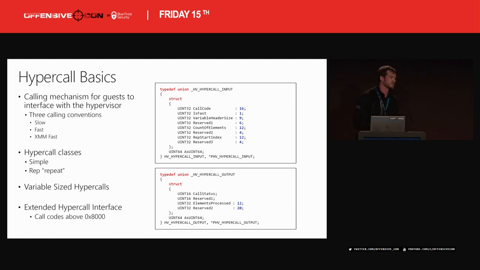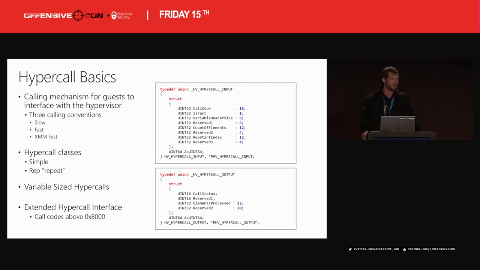There's currently three calling conventions supported. You have your slow or regular, and this is where the input and output buffers are going to be passed in via two physical guest pages. The input and output are going to be constrained to a page size, and they must be aligned to a natural boundary. The fast hypercall calling convention basically takes its input parameters through general purpose registers. And this calling convention only works for hypercalls that have two or fewer input parameters and no output parameters. So this is much faster, as there's no memory allocations or mapping involved.